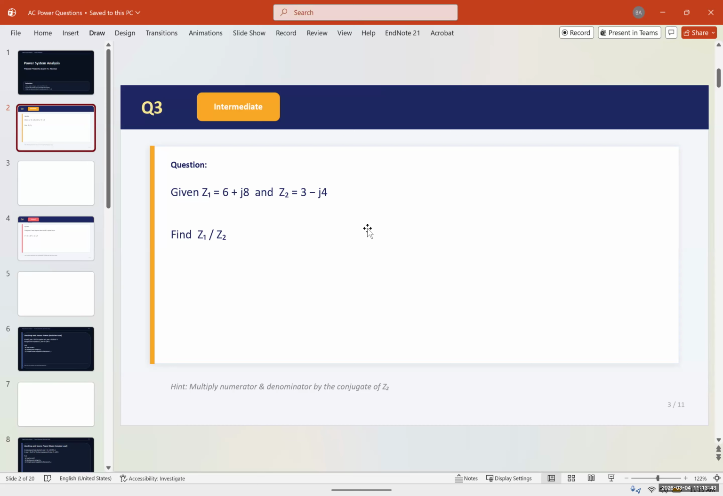Have you finished? What is the answer? Negative 0.56 plus j1.8. Yes. Did you convert to phasor and then back, or you just did it? Okay.